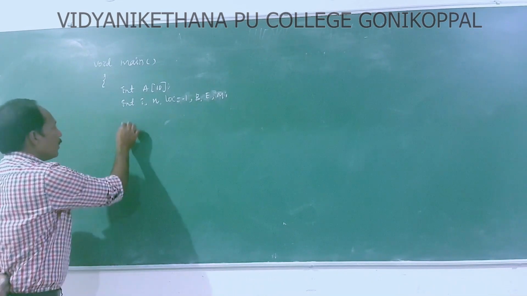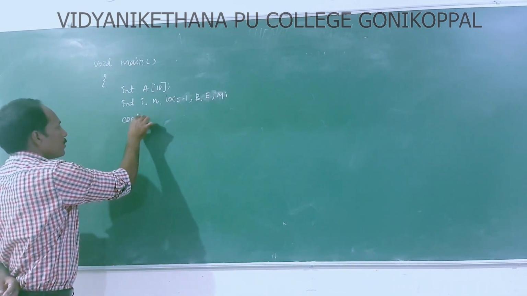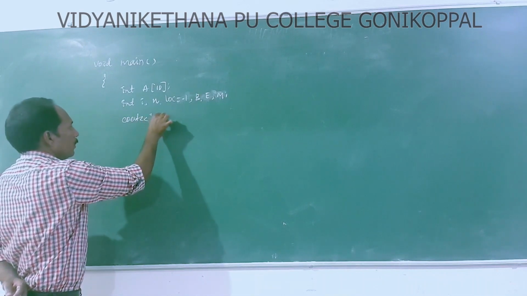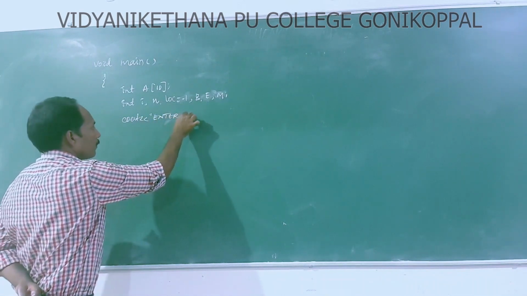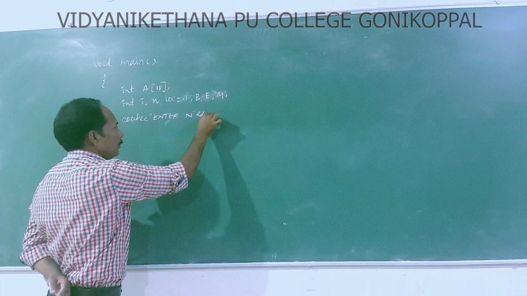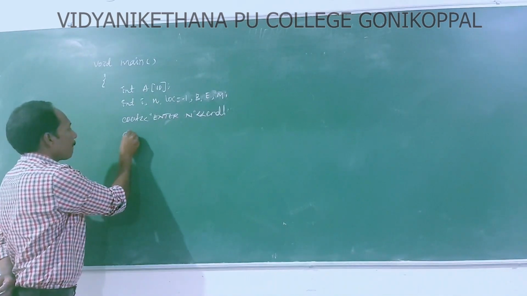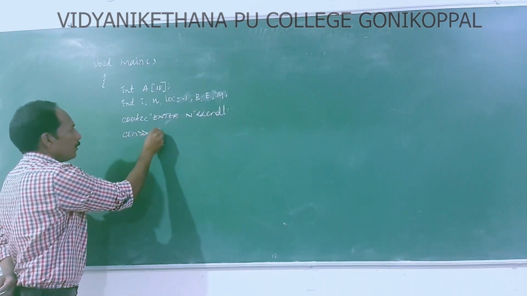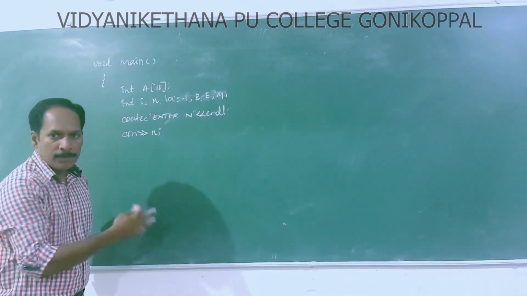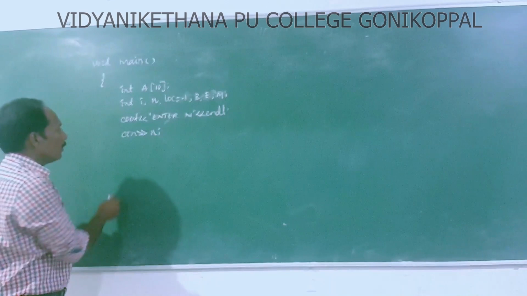So let us start with, as usual, cout: enter size of an array. So enter n, that is the number of elements. How many elements are there? So input, enter number of elements. So cin n, input the number. So that decides how many elements. 10 means 10 elements, 20 means 20 elements.